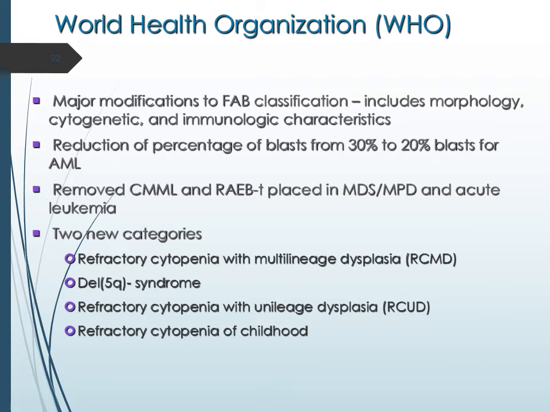The World Health Organization now has added some additional classification. It retains many of the FAB features while recognizing the molecular, cytogenetic, and immunologic characteristics of these disorders. They remove the problematic categories of CMML and RAEBT, which is the chronic myelomonocytic leukemia and the refractory anemia with excess blasts in transformation, and place them in the MDS/MPD category and acute leukemia category.